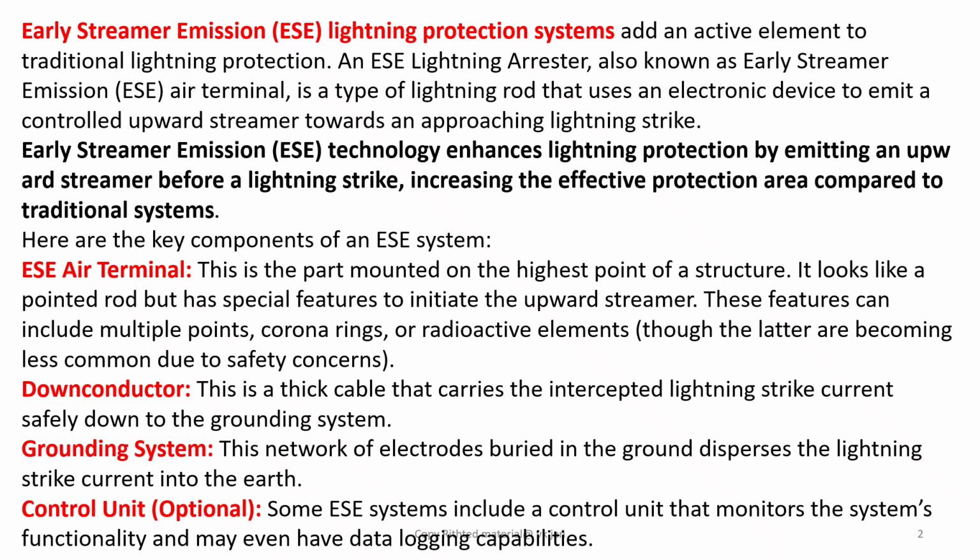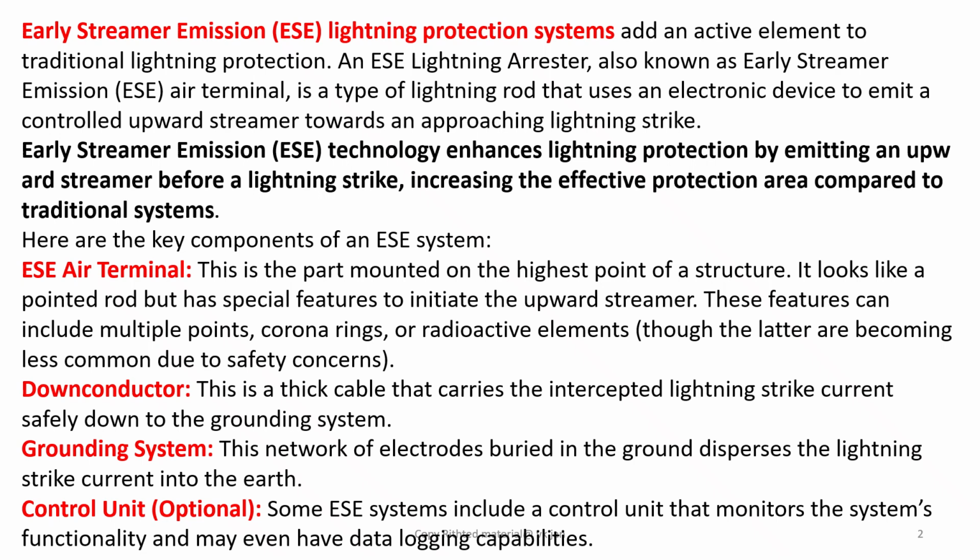Here are the key components of an ESE system. First one is the ESE air terminal. This is the part mounted on the highest point of the structure. It looks like a pointed rod but has several features to initiate the upward streamer. This upward streamer is nothing but an impulse wave. These features can include multiple point corona rings or radioactive elements, though the latter are becoming less common due to safety concerns.